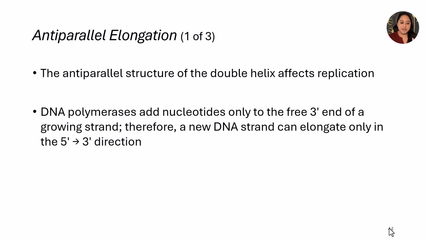So that anti-parallel structure of the double helix affects replication. DNA polymerases add nucleotides only to the free 3' end of the growing strand. So whatever strand is getting built can only be built in the 5' to 3' direction. Things are going to be added at the 3' end, and that's the one that grows. So it'll only elongate in the 5' to 3' direction, meaning it's only getting stuff added at the 3', and that's how it grows.